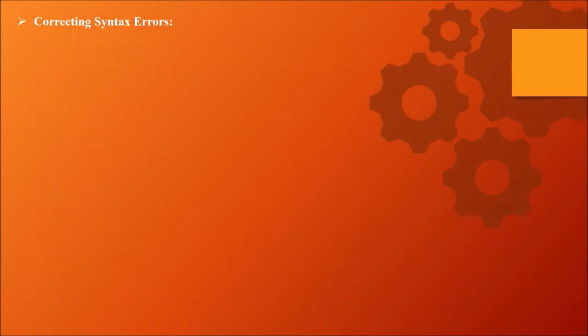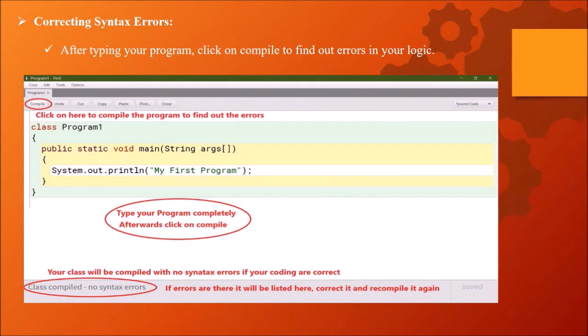Next one is correcting the syntax errors. After typing the program, click on Compile to find out errors in your logic. If errors are there, they will be noted at the bottom. Correct them and recompile the program again.